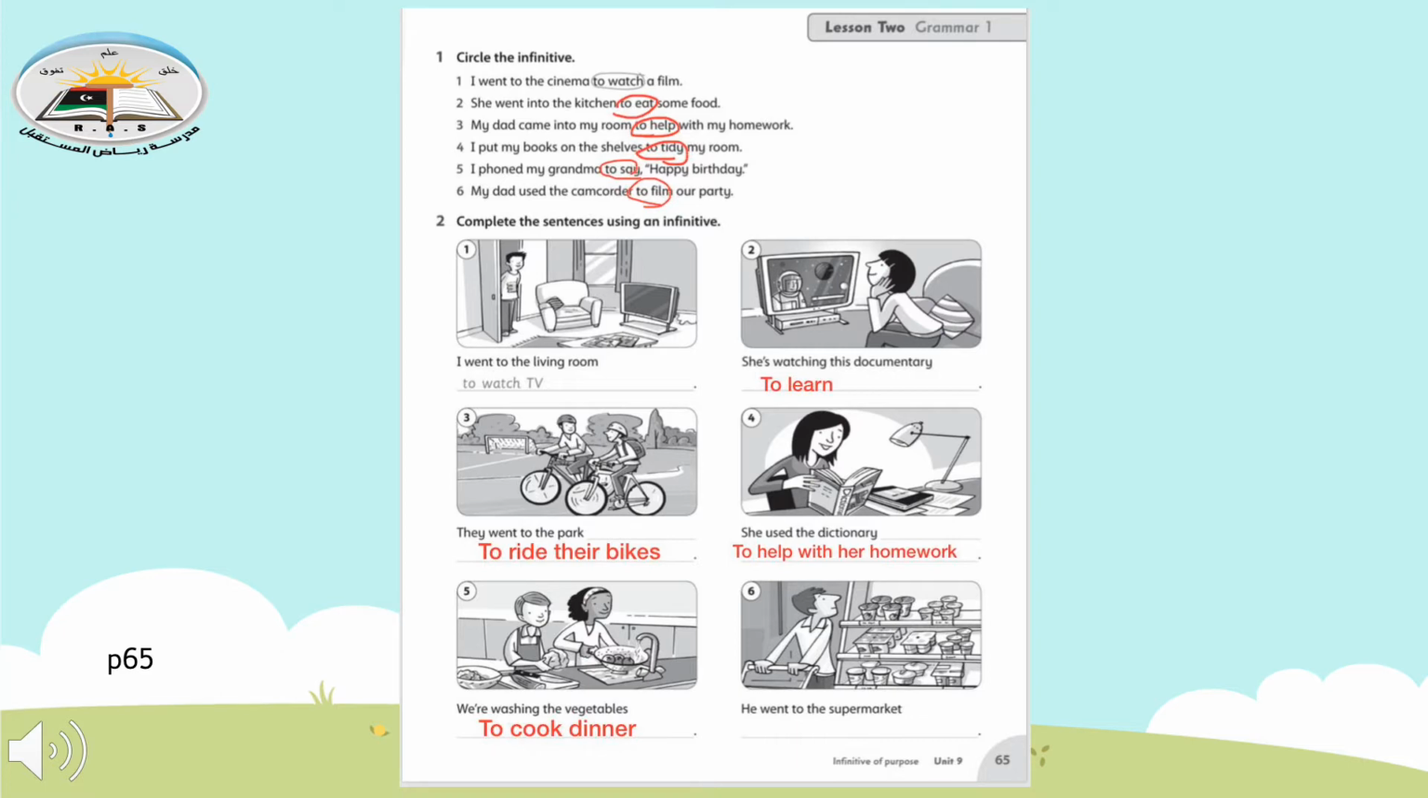Number 6, the last one. He went to the supermarket. Now number 6 is for you to answer. Look at it as your little homework. Now that's it for page 65.